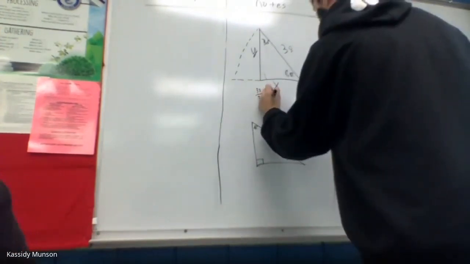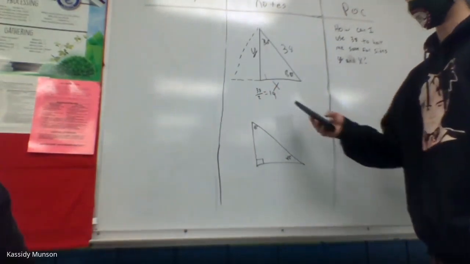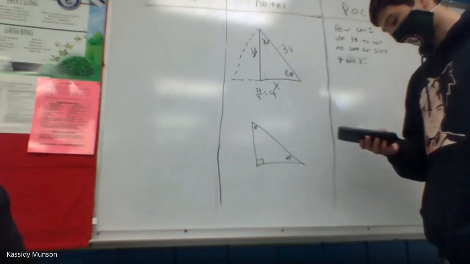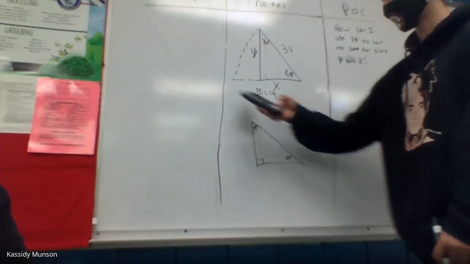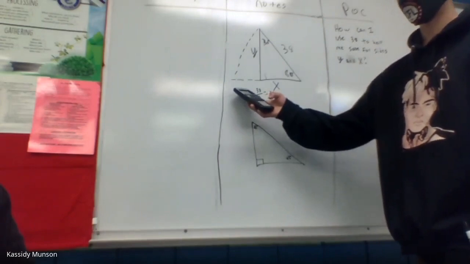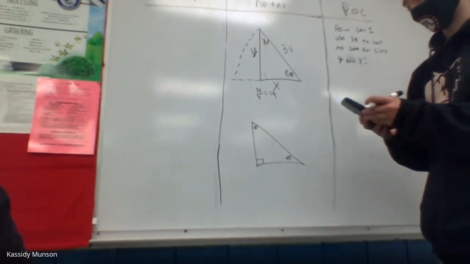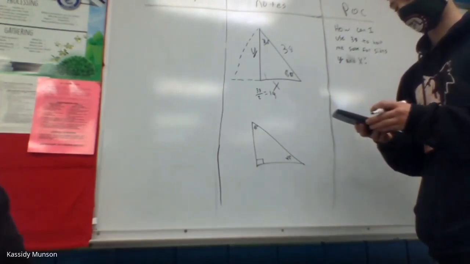So for that, I got 19. For your x? Yes. 19 plus 19 equals 38. So this side's 19, this side's going to be 19. Mm-hmm. And then I'll take 19, you're going to square root it, square root and 3. And I got 32.9.